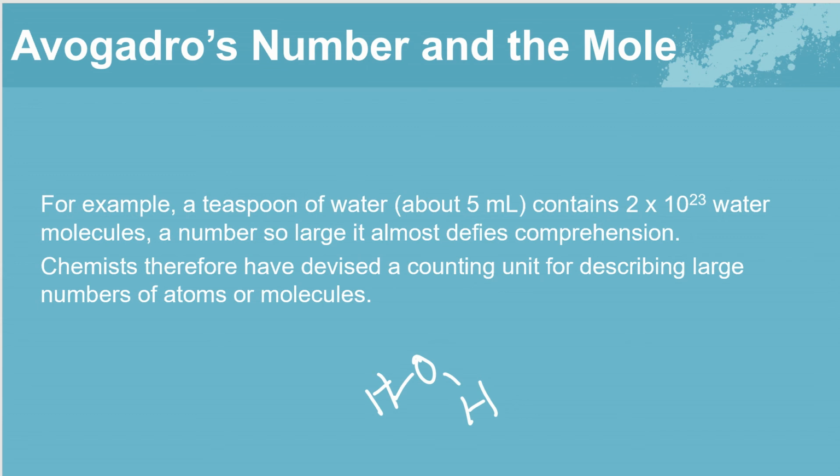So can you imagine that number? That amount of molecules are held in that teaspoon. A number so large it almost defies comprehension. We literally cannot comprehend 10 to the 23. And so chemists have devised a counting unit for describing large numbers of atoms or molecules.